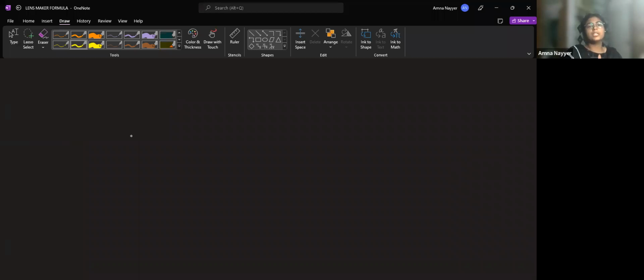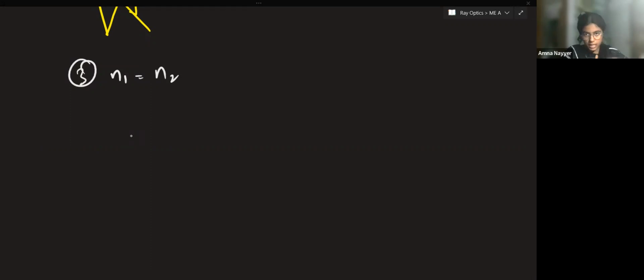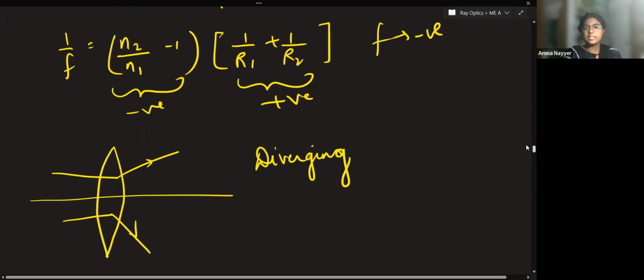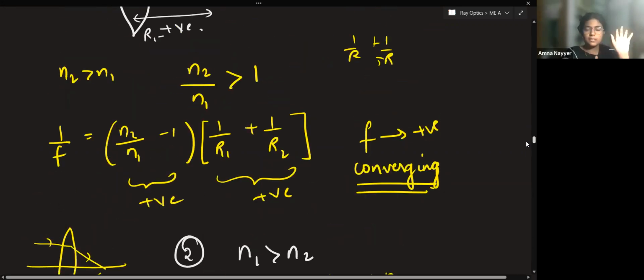Let's take one more case. What if the refractive index of the outer medium becomes equal to the refractive index of the inner medium? First tell me, Sana, is the first part clear? The converging lens part.